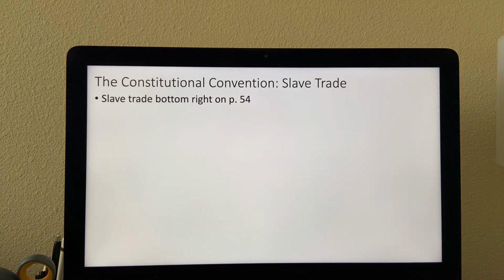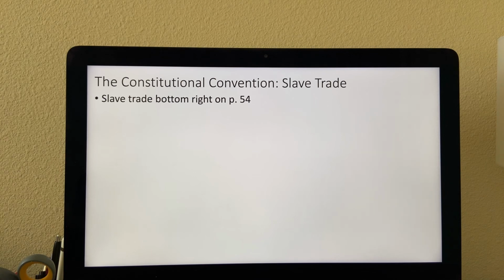But for the slave trade, this was something that was still going on in the South. Because the slave trade was alive and well in the South, because they still needed slaves to work in the plantations as well as other different businesses and that kind of thing. So this was something that they wanted to discuss as well.